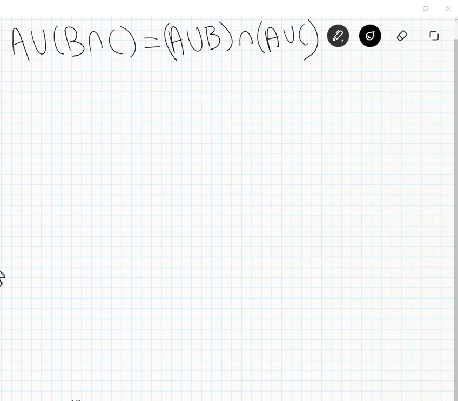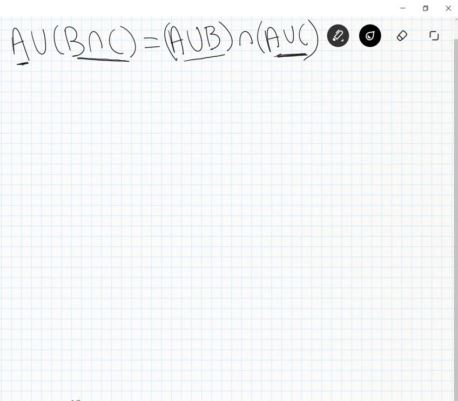Okay, we're going to do a simple set theory proof. Set A, we're going to take the union of that with this set B intersection C, and that's going to be equal to this A union B intersected with A union C. I'll show the proof using logic, and then after that we'll look at the pictures, the Venn diagrams, and see what that looks like.